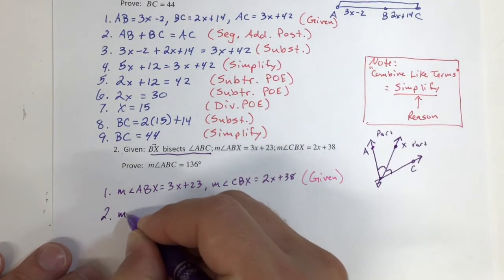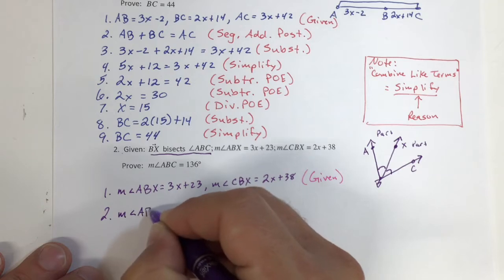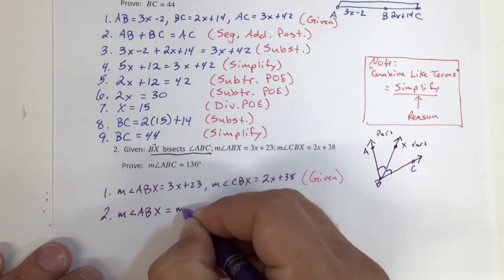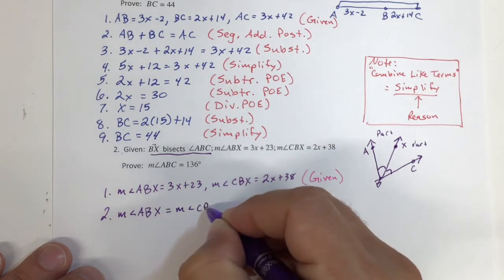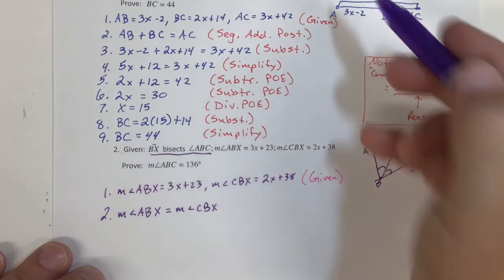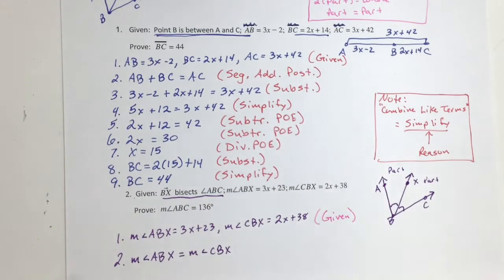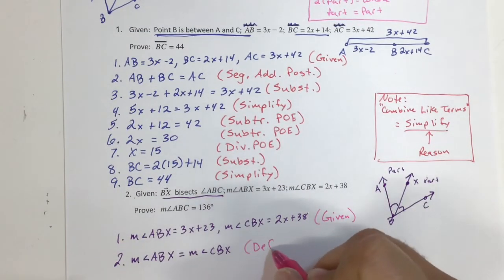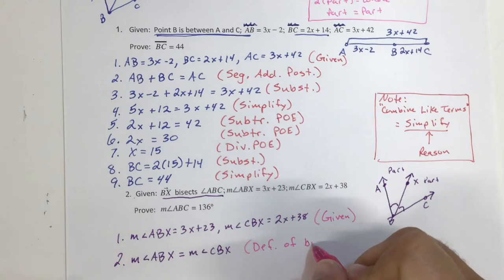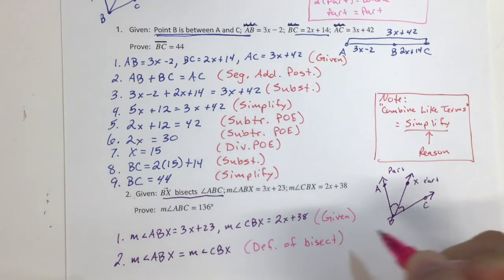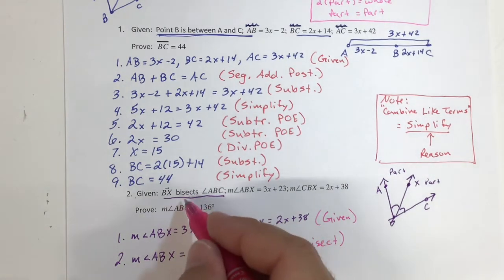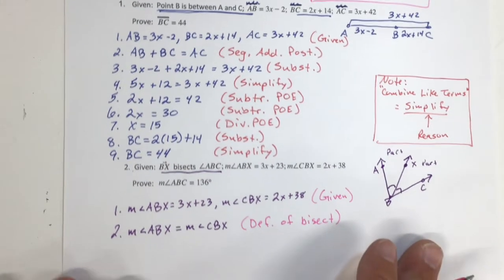I'm going to say the measure of angle ABX equals the measure of angle CBX, okay, because part equals part, which is from our definition of a bisector. And so that's what I use as my reason. Definition of bisect. Okay, we're defining that word to tell me what equation I can write.